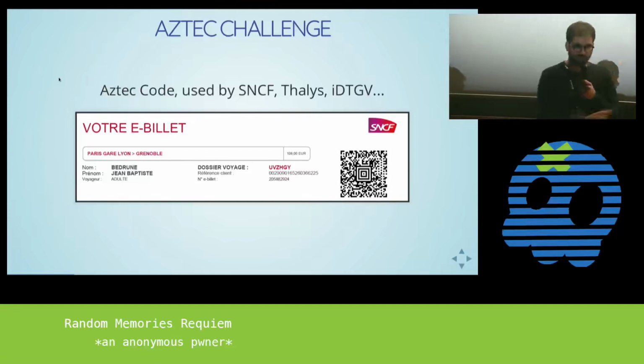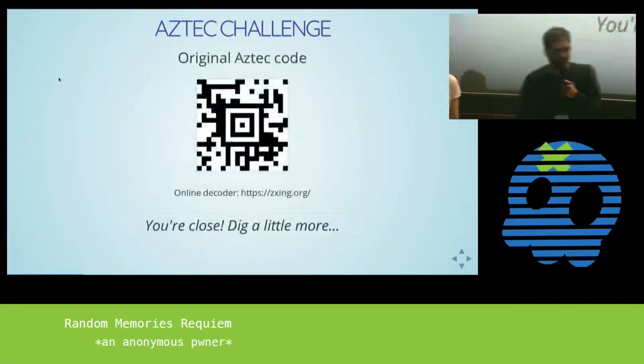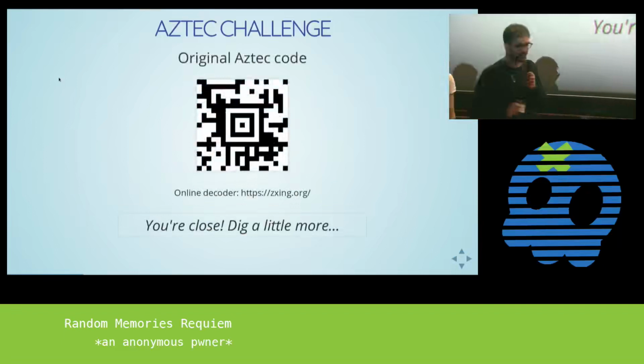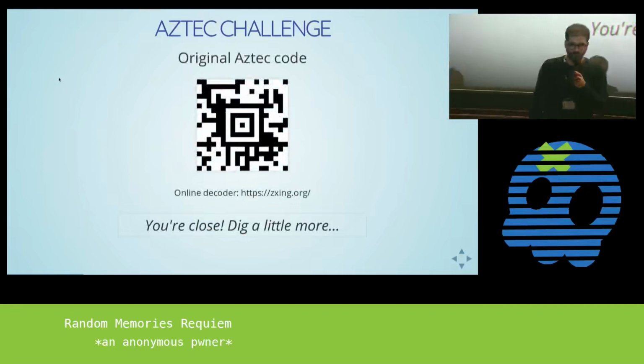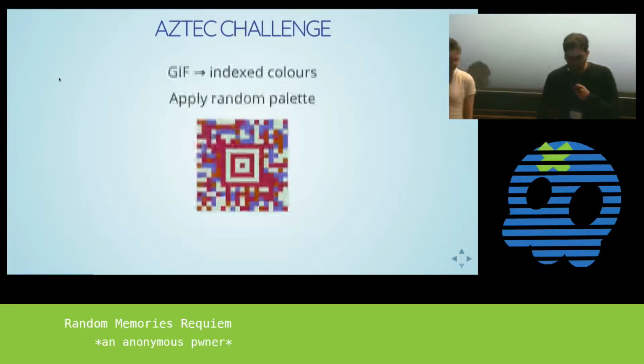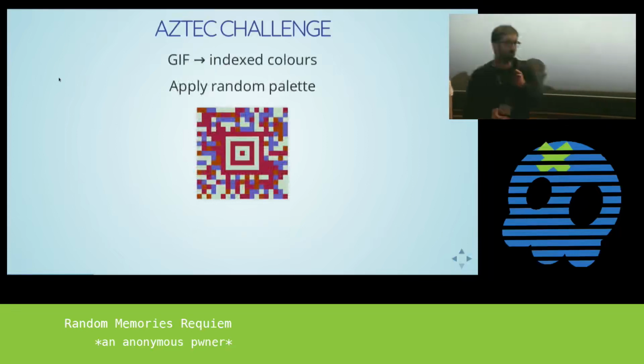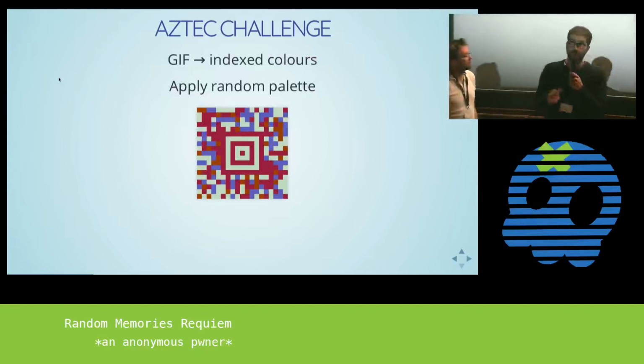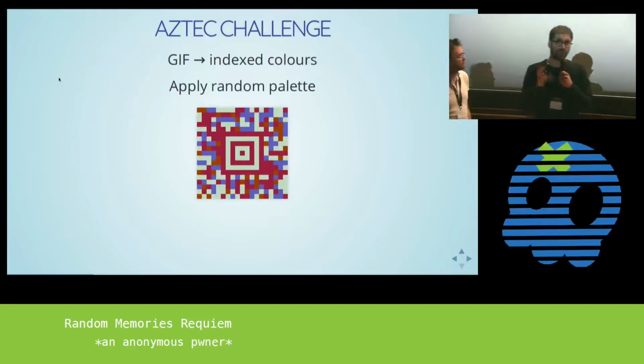I already took this train, so you cannot. And if you zoom on it and try to decode it with an online decoder, you get a message saying that you're close and to dig a little more. So welcome to steganography. It's a GIF image, and what is special with GIF images is that you can specify a color palette. And if you apply a random palette on the image, you see that the Aztec code is not composed of 2 colors, black and white, but actually of 4 colors.